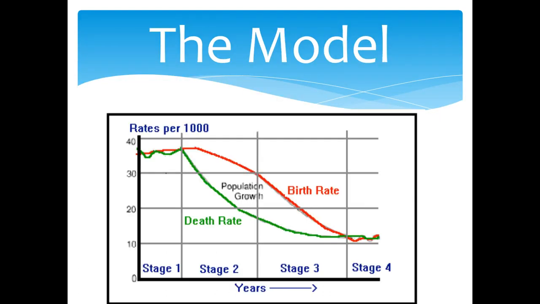So, as we take a look at this model here, we can see that we have two lines, the green line being the death rate and the red line being the birth rate. What we're going to explain to you in the next couple minutes is how we get from extremely high birth and death rates in stage 1 to extremely low birth and death rates in stage 4.